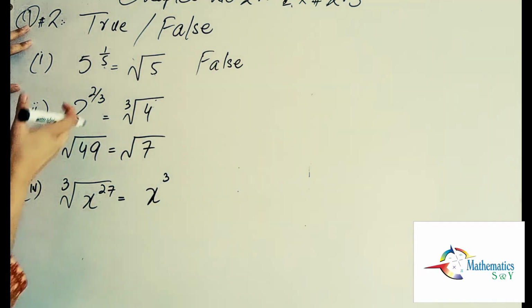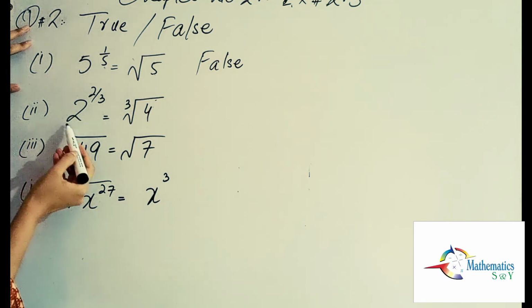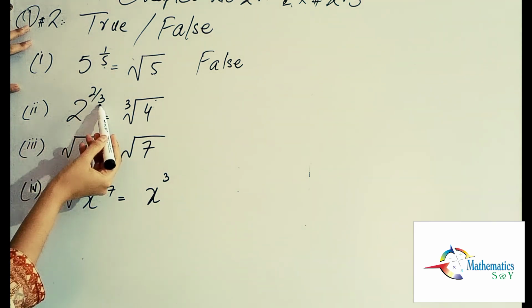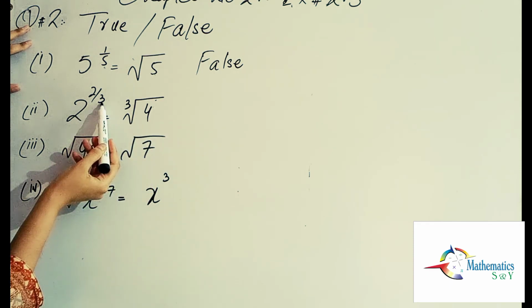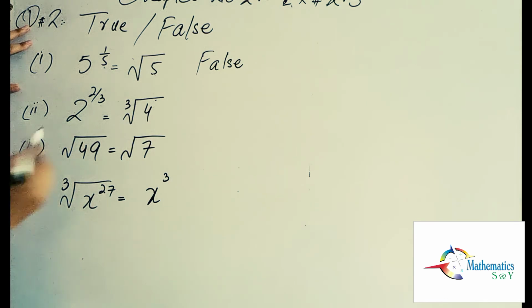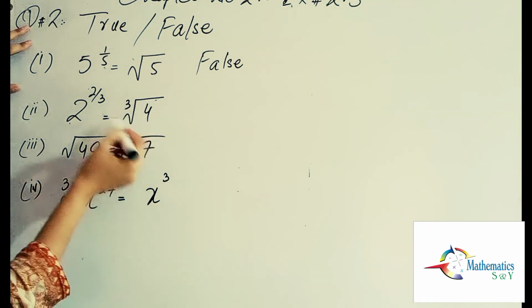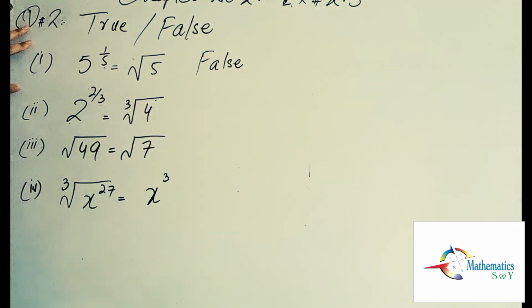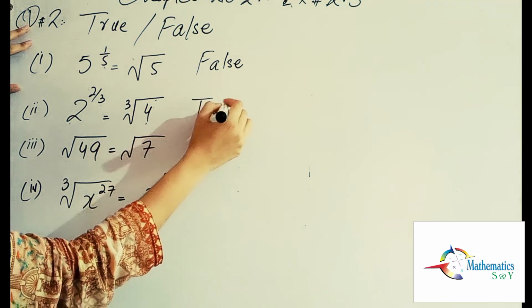Here on one side there is the exponential form given, on the other side the radical form is given. So we'll just have to check whether they both are equal or not. 2 raised to power 2 by 3 and here the cube root of 4. The denominator is 3, so in the radical form the index of the radical is 3, that is okay. 2 has a power 2, so 2 times 2 will be 4. So this is a true statement.